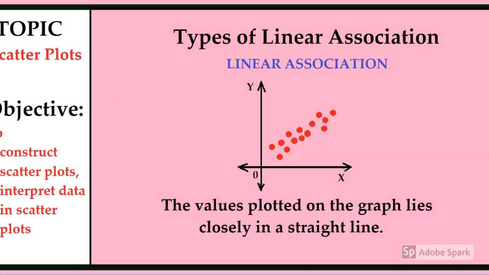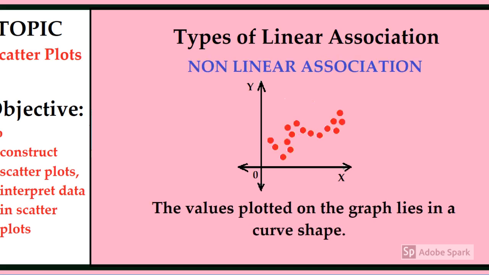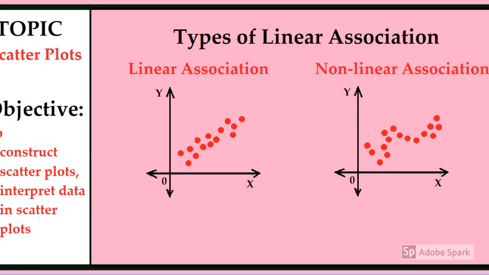Now, let me introduce to you the types of linear association. We have linear association when the values plotted on the graph lie closely in a straight line. Look at it very well. And we have nonlinear association if the values plotted on the graph lie in a curved shape. So we have two types of linear association: one is linear and one is nonlinear.